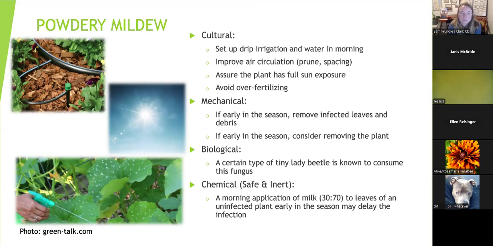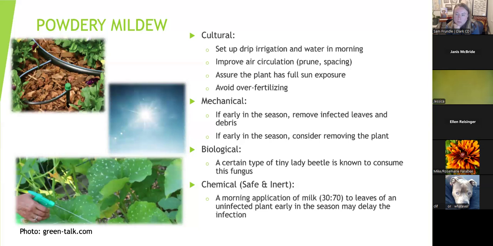So culturally, what we can do, we want to set up drip irrigation and water in the morning so that we keep the leaves dry. If we have overhead watering, it's going to be much more prone to powdery mildew. And if we leave it there in the evening, then all night you've got those wet leaves. So improve air circulation. That'd be more for roses, things like that. We don't want roses that are all clumped together, right? We want to prune them and let those leaves have some air space.